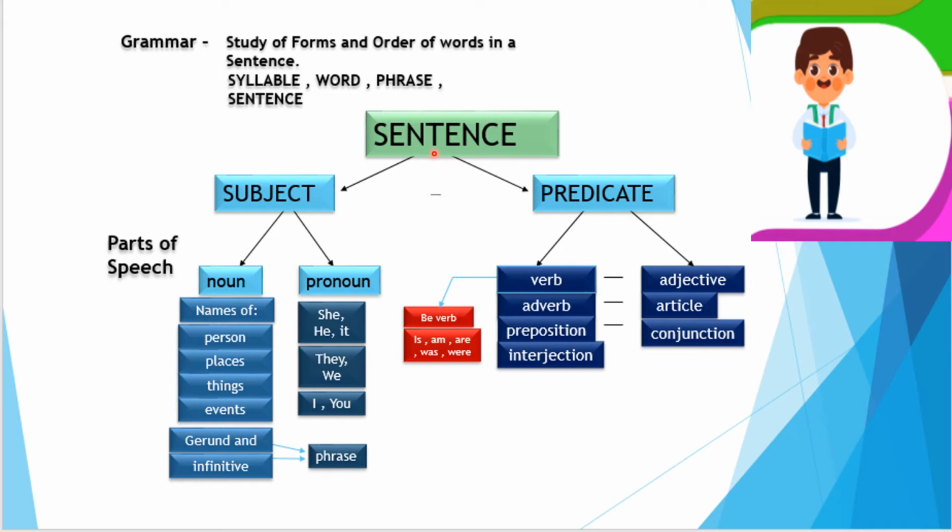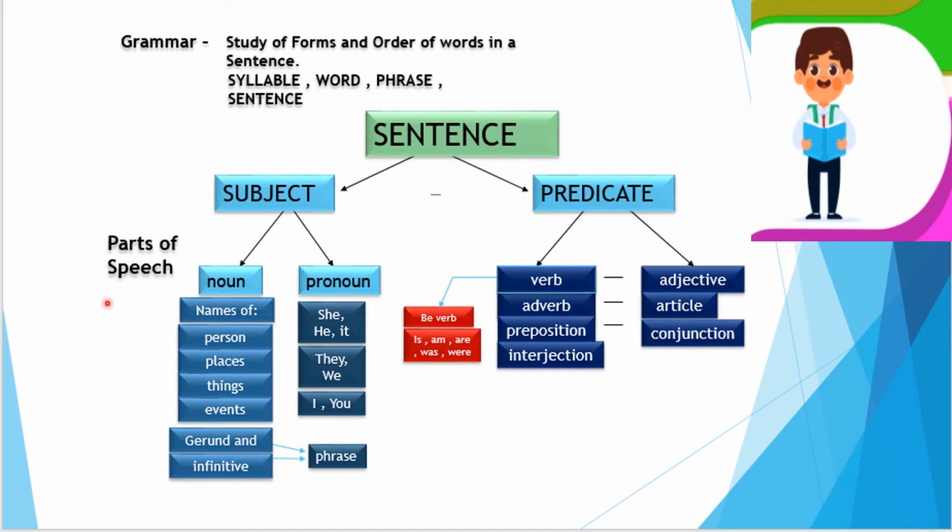Sentence has two parts. Yes, we have learned that sentence has two parts. They are the subject and the predicate. What is subject? Subject is the part of the sentence that is being talked about, and predicate is the part of the sentence that tells about the subject. So there are only two parts, the subject and the predicate.